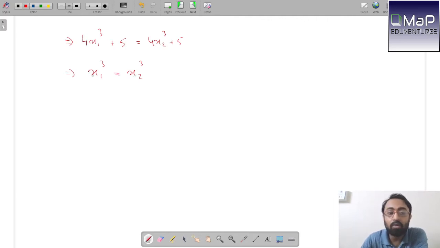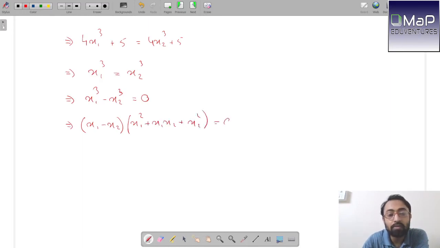Now many people have a habit of removing this power 3, but I do not support that. It is better if we take the help of algebra, because then there is no doubt. Many examiners may not like that, so don't go for removal of the power, because unnecessary mistakes can happen in many places. So now we can use the algebraic formula: x1 minus x2 into x1 square plus x1 x2 plus x2 square equals 0.